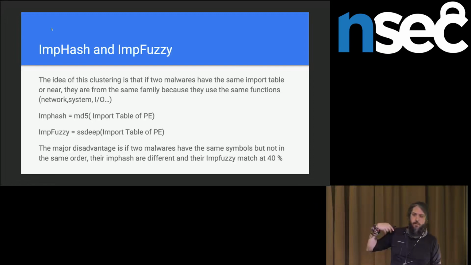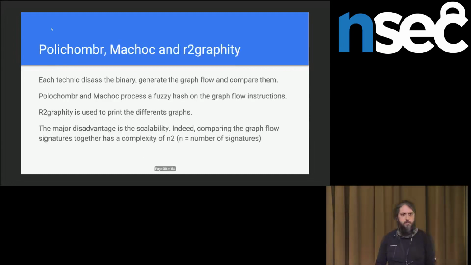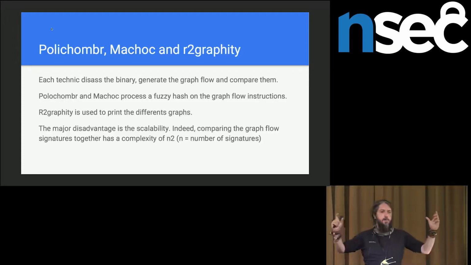Another technique is to disassemble the binary, generate the control flow graph and compare the graphs. I made a mistake on the name: it's Polichombr, the name of the project. It's a French reverse engineering project. The goal is to use a fuzzy hash on the control flow graph instructions to detect the same basic block, or very similar basic blocks.